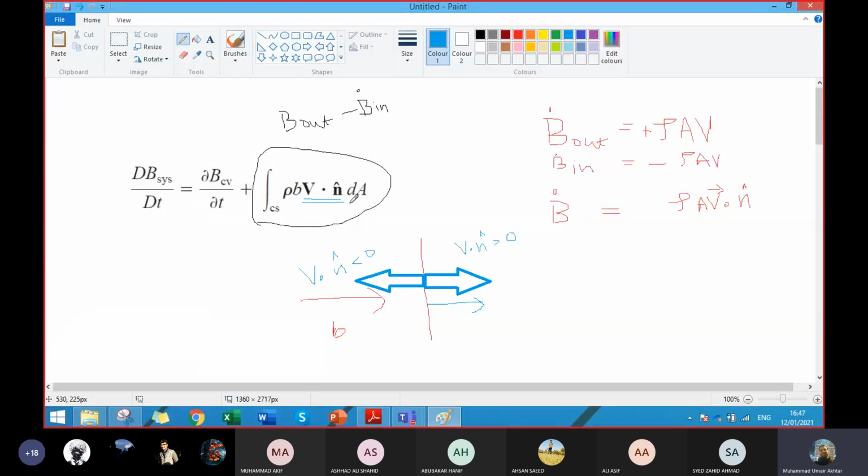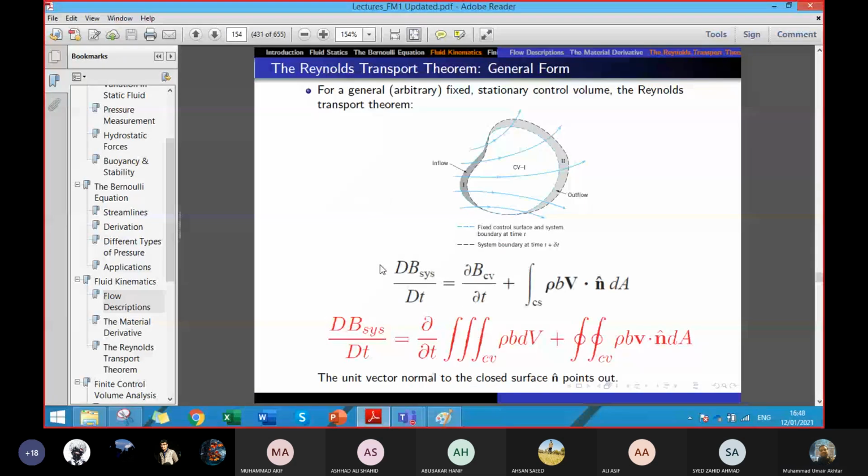So this is the description of the most generalized form of the Reynolds transport theorem. Is the Reynolds transport theorem clear? Any question in that? The inflow and the outflow part and the unsteady part, the derivation. Any question in that?